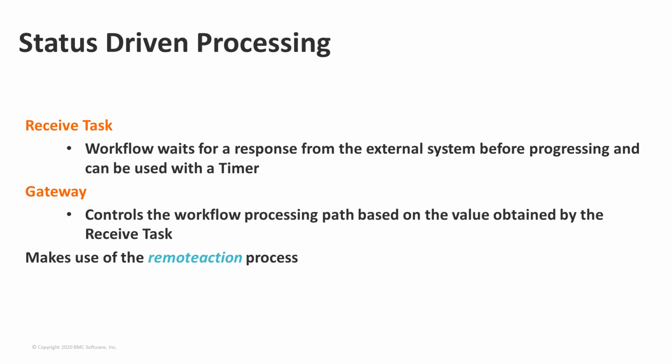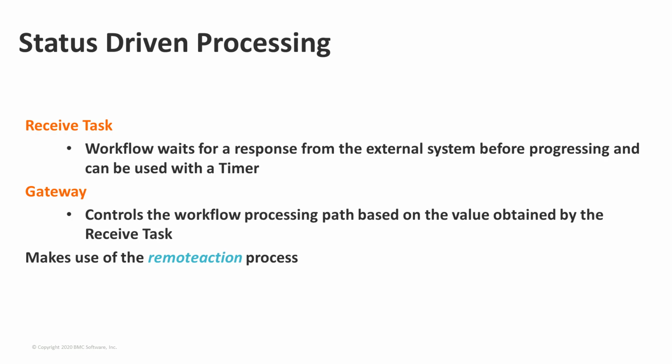So as I mentioned before, the receive task and gateway can be used in status-driven processing. So the receive task can wait for a response from the external system before it progresses to the next part or sets a status. And you can also put a timer on there saying, I need to check this every hour, every minute, however often you want to check to make sure that the status comes back, and then that'll sync the status between, or it can do other functions, but one of the main ones is status syncing. Sync the status between the external fulfillment system and the DWP request.